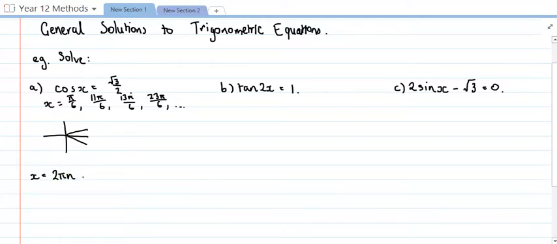The n represents some kind of value, so we can substitute any whole number in here and it will give us a multiple of 2 pi. And then we can just go plus or minus the angle of pi on 6. If I go plus the pi on 6, it takes us to this one here. If I go minus the pi on 6, it would take me back to this one down here. So that is the general solution.